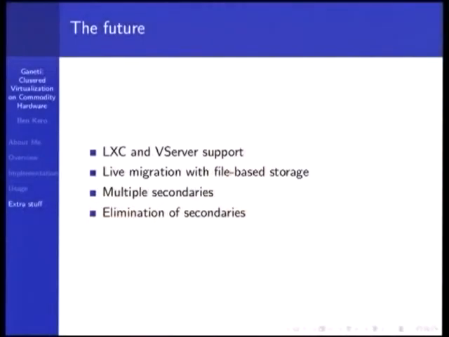Also, there's the concept of multiple secondaries, so if you have really critical instances, such as name servers running on it that you really don't want to go down, you could have triple replication if you need to. Also, there's a concept of eliminating secondaries that's not set for the next point release, but it is on the roadmap for the 2.6 series. Right now we're at 2.4.